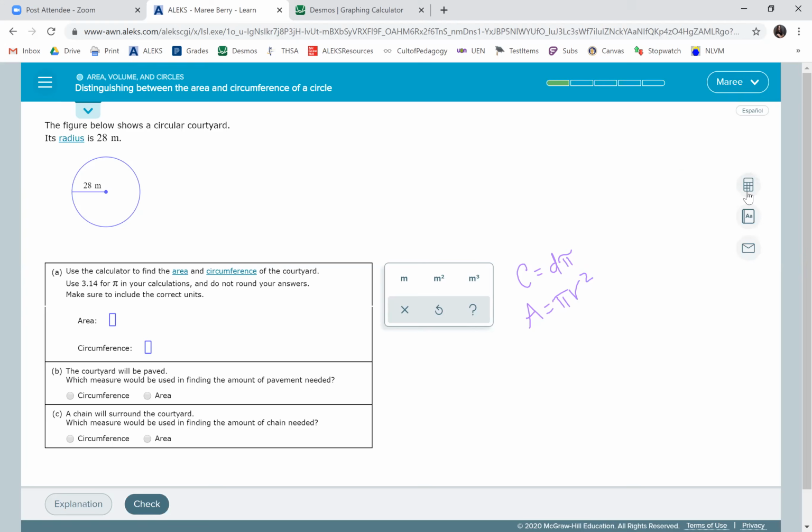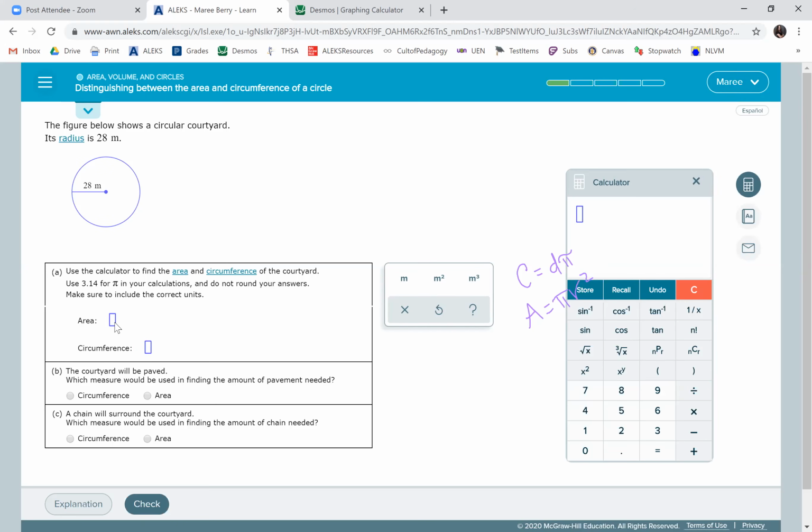Okay, we start with our area. Now they gave us our radius, so we just do 28 squared and then times 3.14. That will be our area, 2,461.76 meters squared. For circumference, I actually have to double 28, which is 56. That's our diameter. Times it by the approximation of pi, and we get 175.84. And that's just in meters.